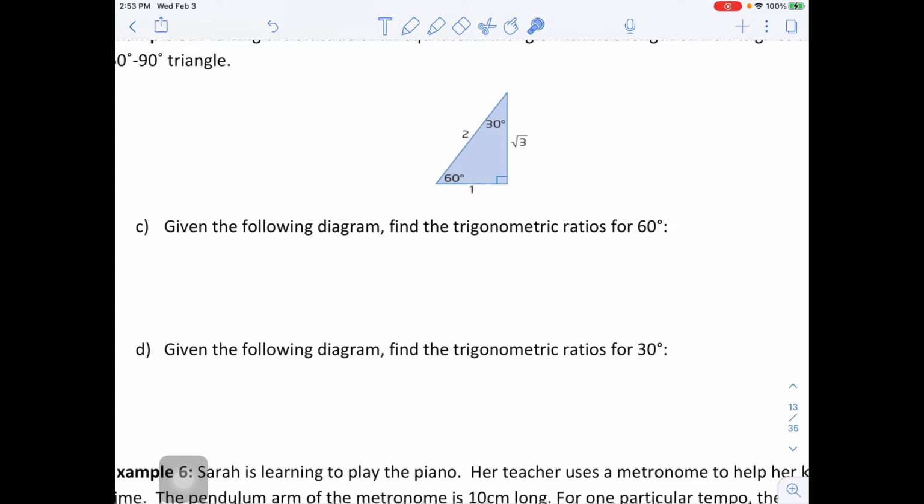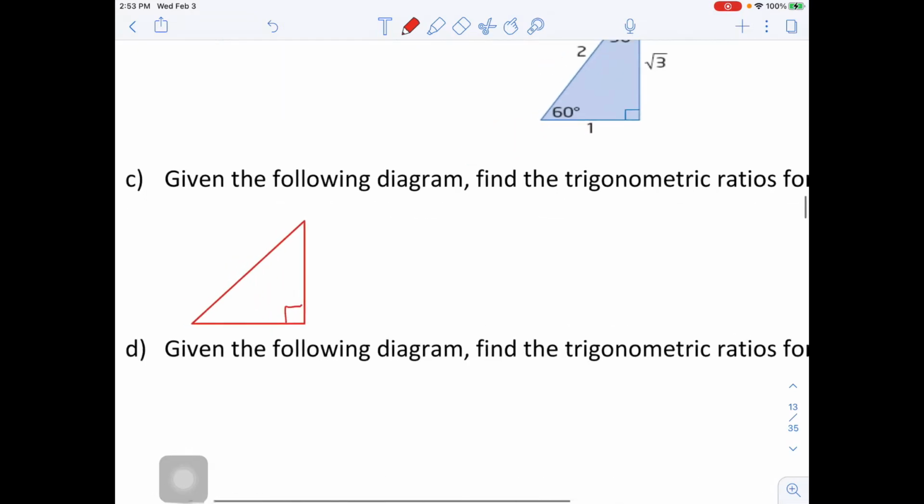Well, at this point, we are focusing on our 60 degrees here. So I'm going to redraw this just so I don't muck up our nice little drawing here. So you've got 60, 30, 1, root 3, and 2.